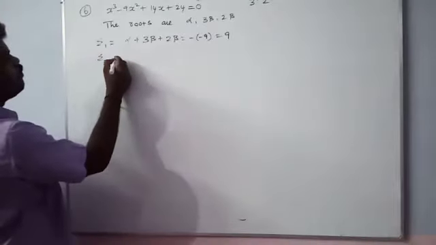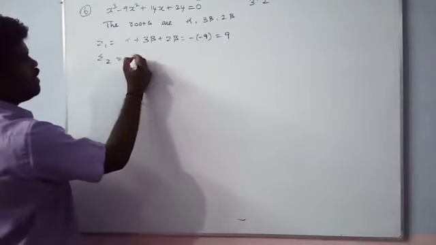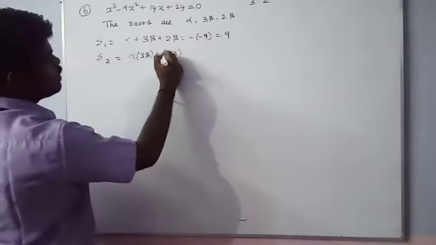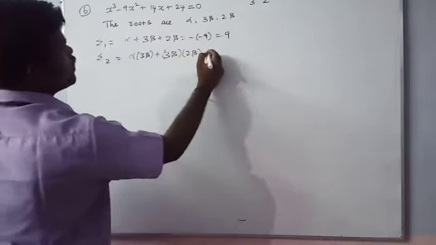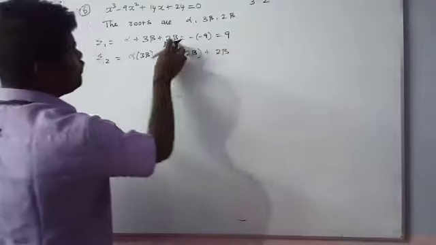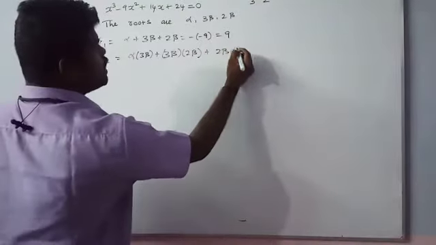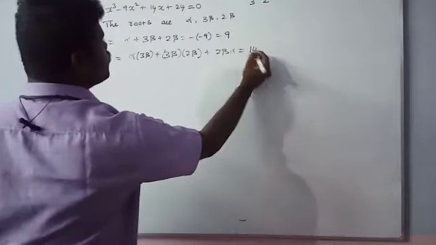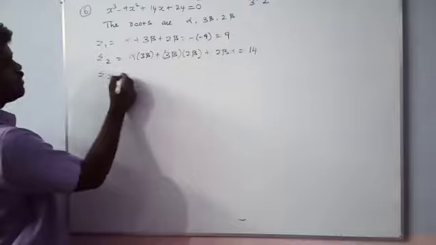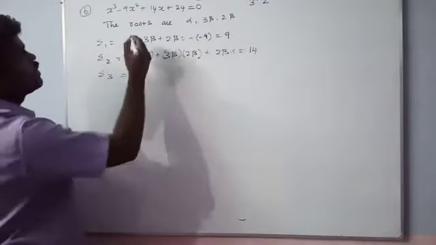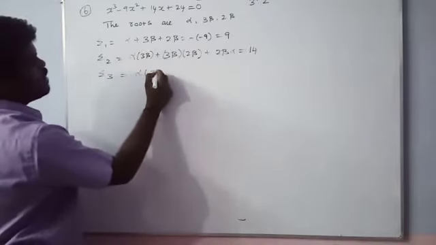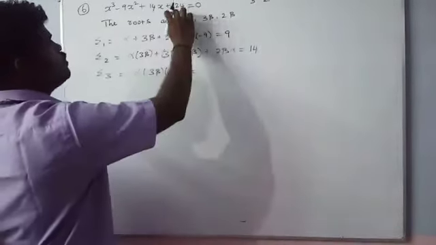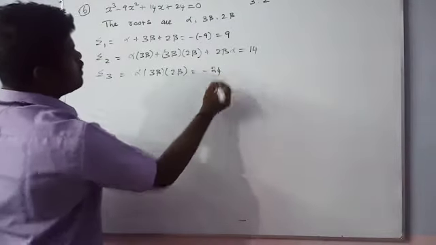And summation 2, the product of the roots taken two at a time: alpha into 3 beta plus 3 beta into 2 beta plus 2 beta into alpha equal to 14. And the third, summation 3: alpha into 3 beta into 2 beta is equal to minus 24.